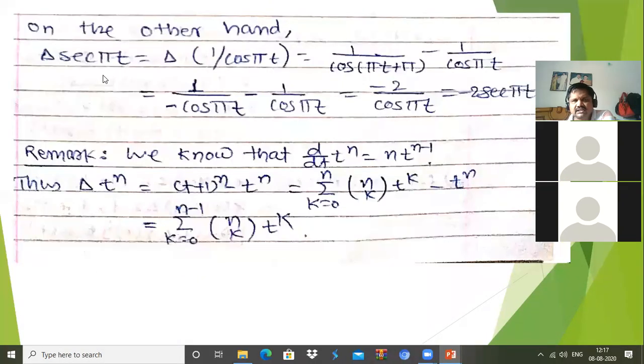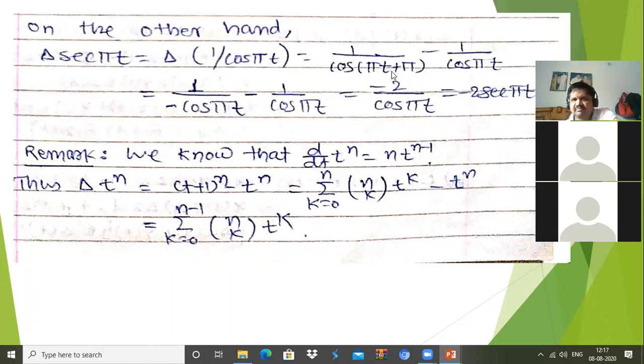On the other hand, you can directly find delta of sec pi t, which is delta of 1 upon cos pi t. But while finding delta, what do we have to do? In this, replace t by t plus 1 minus itself. So 1 upon cos of pi into t plus 1, that is cos pi t plus pi, minus 1 upon cos pi t, by using the basic definition of the difference.